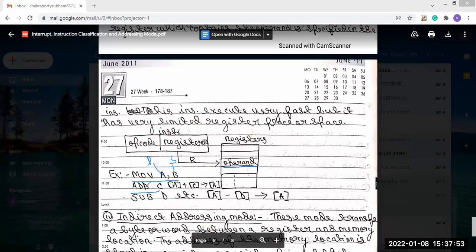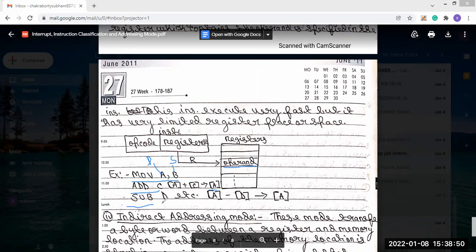The second one is ADD C, where C is a register mention. The content that is present in register C is added with the content of the accumulator, and the final result is stored into the accumulator again. This is the instruction ADD C. The content of register C is added with the content currently in the accumulator.